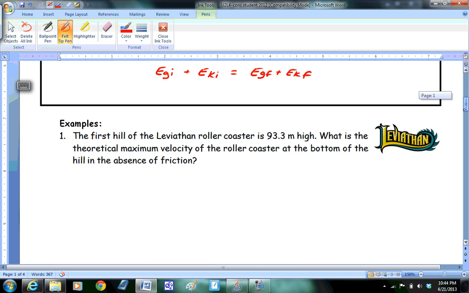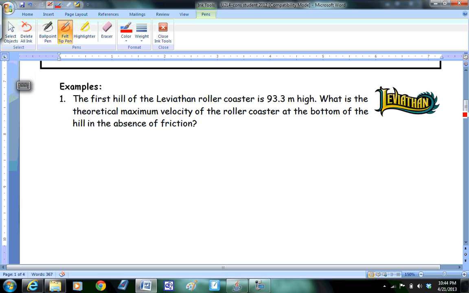Okay, I think a great way to do this is to actually look at an example. This is a question about the Leviathan, the new coaster they have in Wonderland. The first hill is 93.3 meters high. It's quite a large coaster. So we're going to draw a little sketch to figure out what's going on. At the top of the hill, I'm going to have some EG, and the hill is 93.3 meters high. I want to know the theoretical maximum speed or velocity at the bottom of the hill if there's no friction.